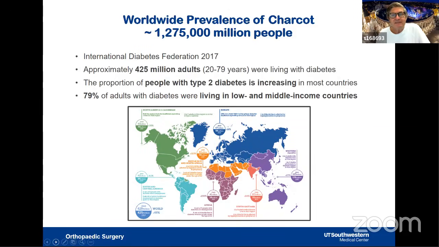So if I did that same statistic, that would mean that worldwide, there's over 1 million people with Charcot out there. So this is actually a problem, I think, from an epidemiologic standpoint, especially when we think of it as a global problem. It may not be a problem in your particular center, but as we aggregate patients, we can see that it is in fact a significant problem.